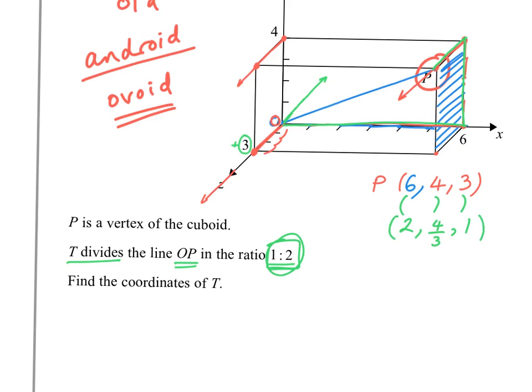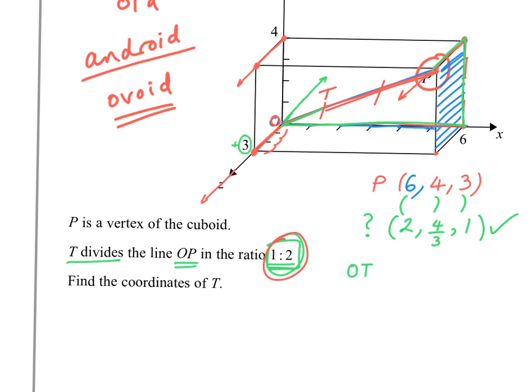So in effect we have a coordinate somewhere and we've got to work out where that is. If you think about the question, it wants it divided in the ratio 1 to 2. Well, if we cut it into its 3 parts, like so, we've got to do it in the ratio of 1 part to 2 parts. So T will be here. This is going to be 1/3 of what OP was going to be, and so that was actually the coordinate that we wanted.